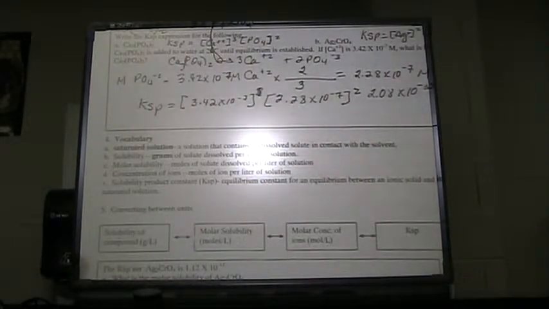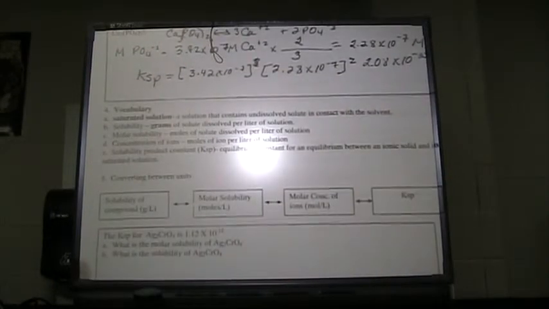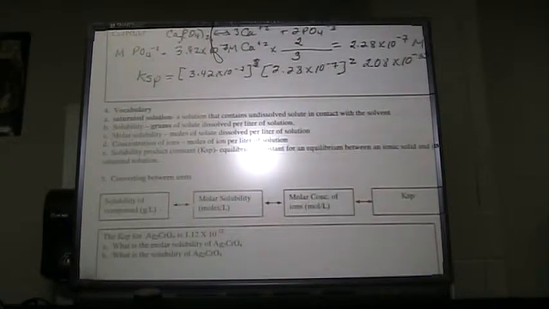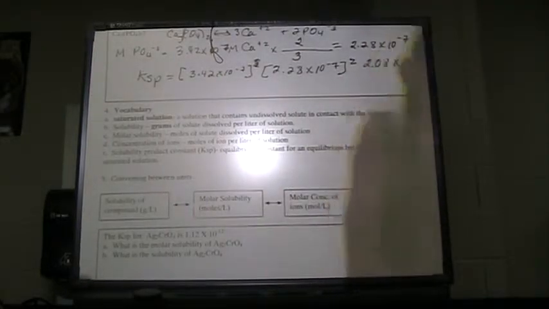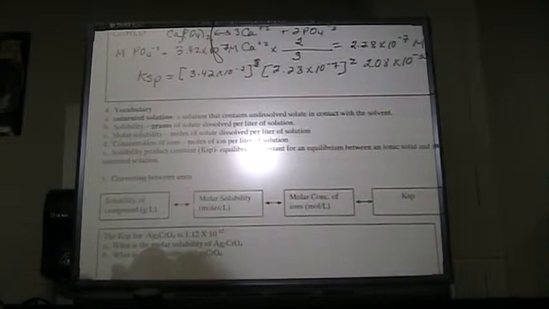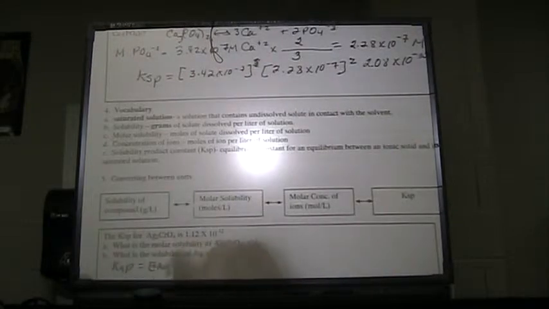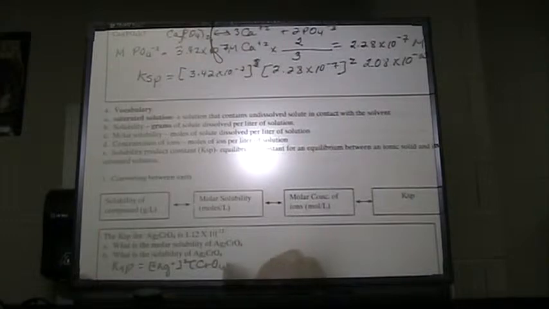Good? All right. The KSP for silver chromate is 1.12 times 10 to the negative 12. What is the molar solubility of silver chromate? Well, I have my KSP value. KSP is equal to the silver ions squared and the chromate ion.